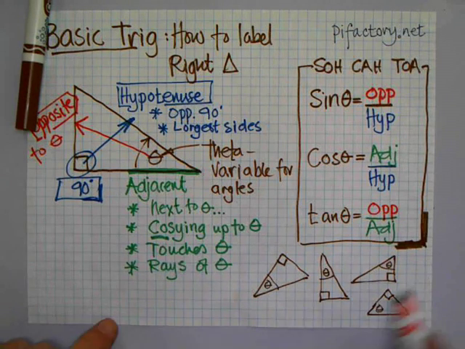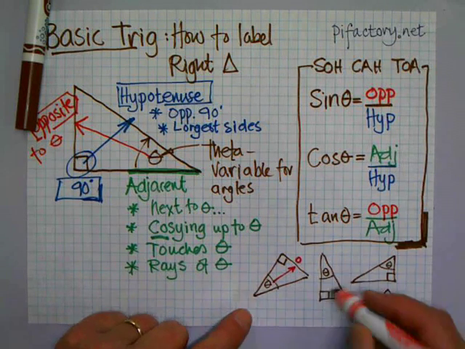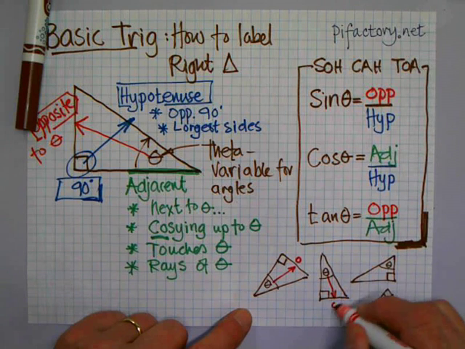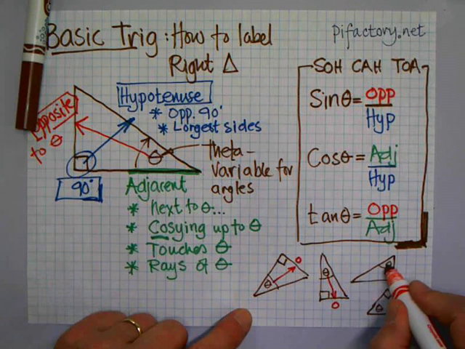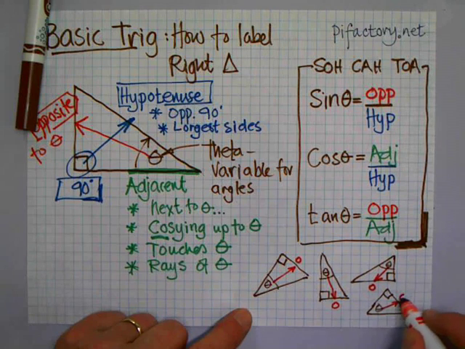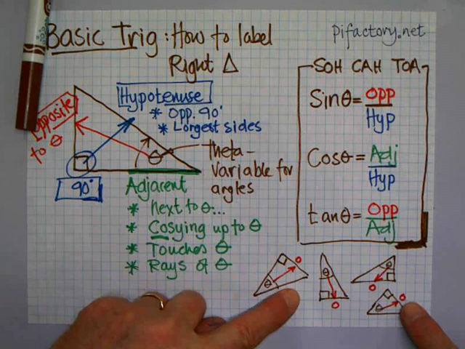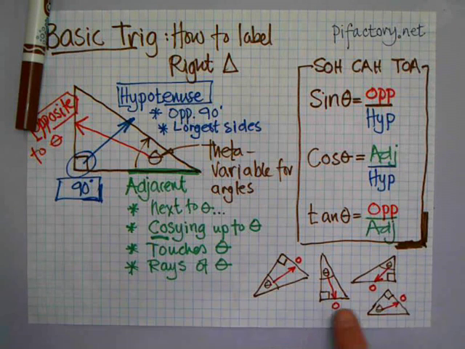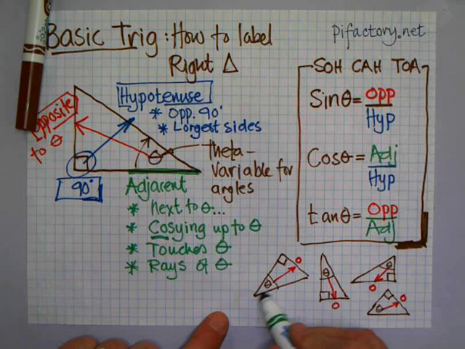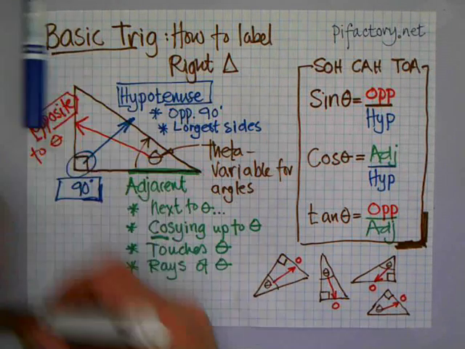So the opposites in all of these are changing. So here's the opposite to this one. That's O. Here's the opposite to this one, O. This one will come across the triangle, O. Across the triangle, O. They're all of these are opposite sides to theta.